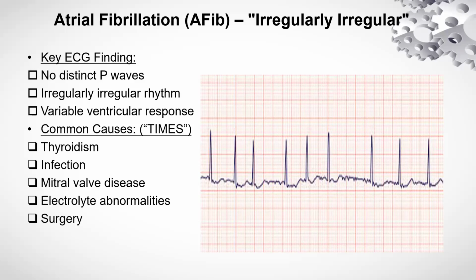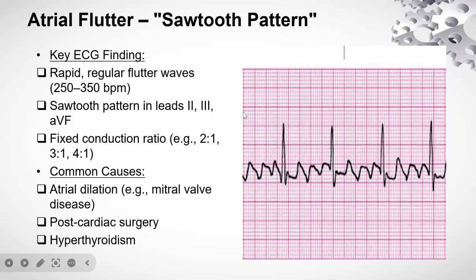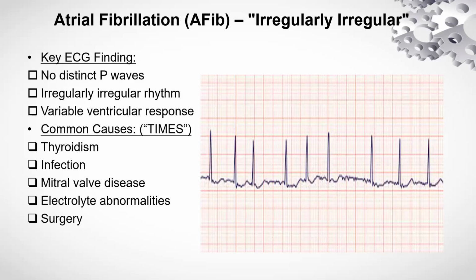And if you meet somebody like me and you get the interpretation right, I will go ahead to ask you what are the common causes of this ECG finding. And my mnemonic is TIMES. TIMES cause atrial fibrillation. So thyrotoxicosis, infection, mitral valve diseases, electrolyte abnormalities, and surgery. These are the common causes of atrial fibrillation.